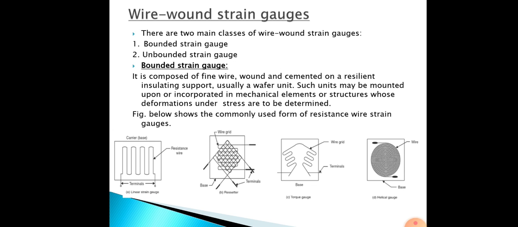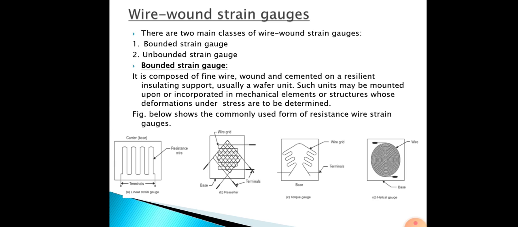Next, we will be seeing the wire wound strain gauge. You can see in the diagram there. In wire wound strain gauges there are two types: the bounded strain gauge and the unbounded strain gauge. First, we will be seeing the bounded strain gauge.